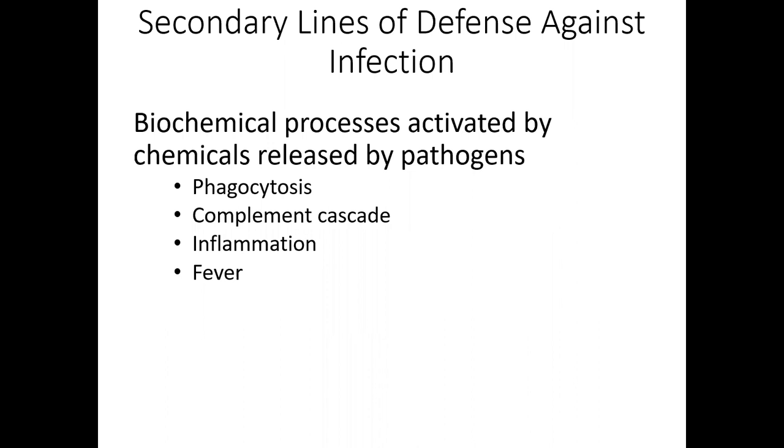We have our complement cascade, a process by which a set of blood proteins called complement trigger the release of chemicals that attack the cell membranes of the pathogens, causing them to rupture. Complement also signals basophils, which are white blood cells, to release histamines, which promotes inflammation.